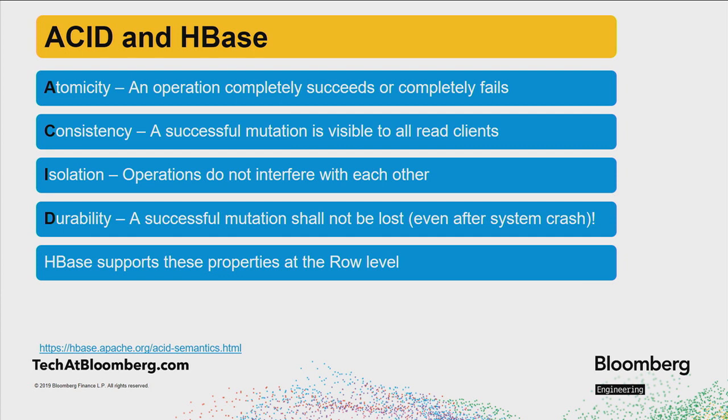That's what's guaranteed. Consistency means that once an update is successful, all the read clients should be able to see that value. And HBase very easily achieves that because a given row key is served by a single region server. Isolation means two operations do not interfere with each other.